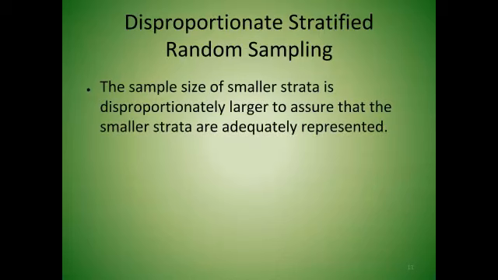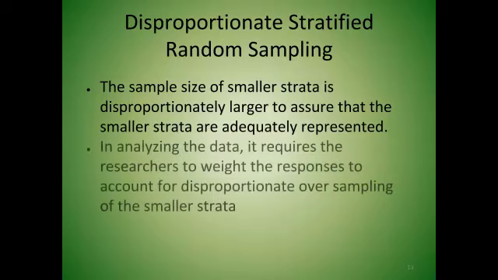With disproportionate stratified random sampling, the population is divided into different groups or strata, but the smaller stratum or strata will be disproportionately oversampled to make sure the sample is large enough to facilitate robust quantitative analysis. But this also means that when analyzing the data, the researchers must take into account this oversampling of the smaller groups by weighting the data. That's a lot to take in. So let's look at an example on the next slide.